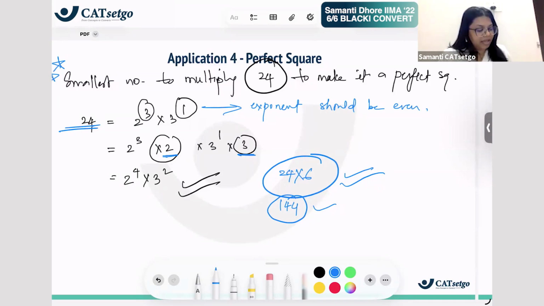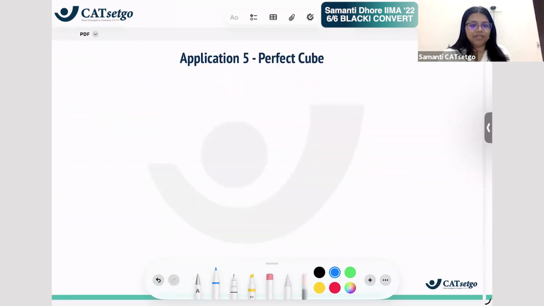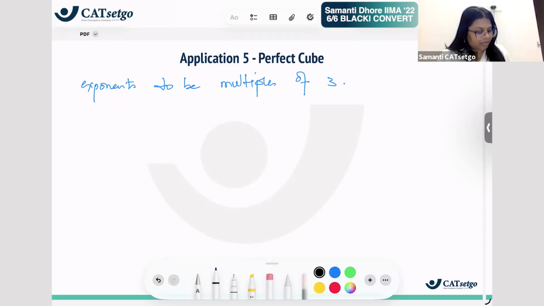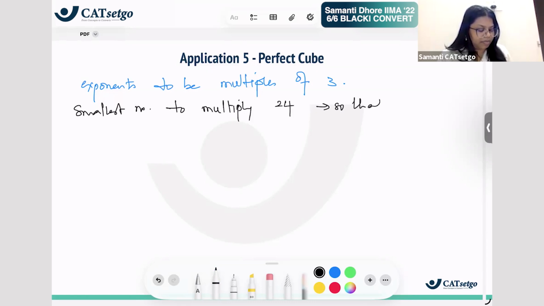Very good. Now similarly, there's a perfect cube application also. For perfect cube, what will happen? Here we will need the exponents to be multiples of 3, है ना? Multiples of 3 में हम exponents लगेंगे. Same question, ठीक है? Smallest number to multiply 24 so that it becomes perfect cube.